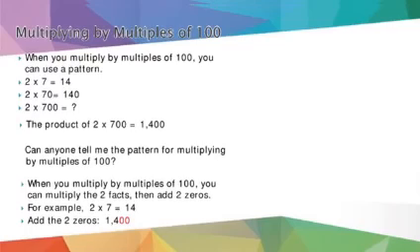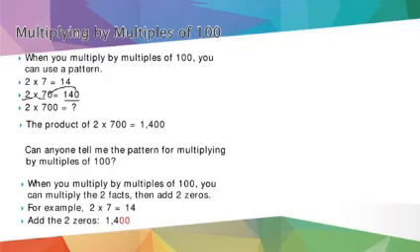Multiplying by multiples of 100. When you multiply by multiples of 100, you can use a pattern. For example, 2 by 7, 14. What about 2 by 70? First step, multiply 2 by 7 and then add 0 to the right side of the number, and the answer is 140.